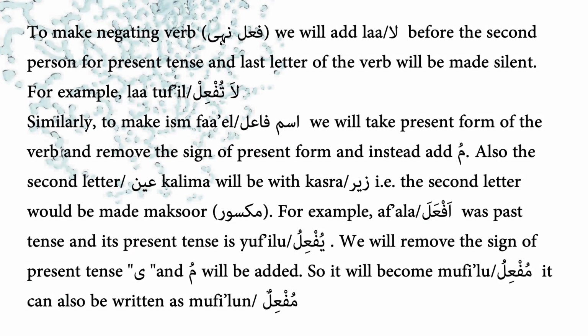To make the negating verb, fi'l nahy, we will add la before the second person present tense, and the last letter of the verb will be made silent. For example, لا تفعل. Similarly, to make ism fa'il, we will take the present form of the verb and remove the sign of present form and instead add mu. Also, the second letter, ayn kalima, will be with kasra, zer. That is, the second letter would be made maksur.